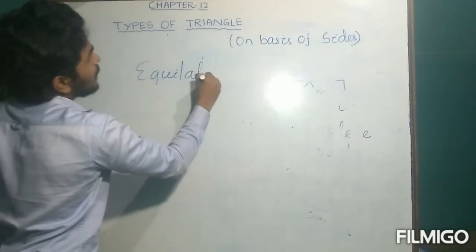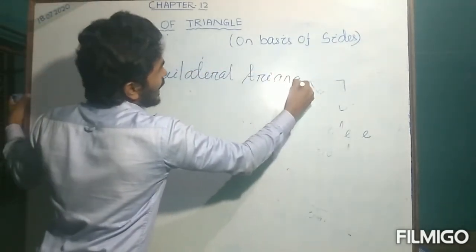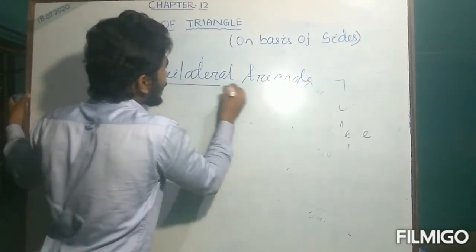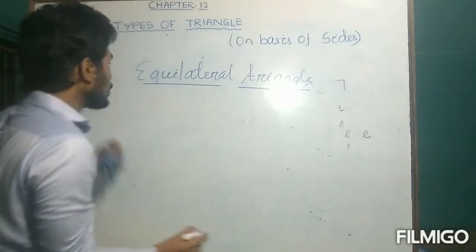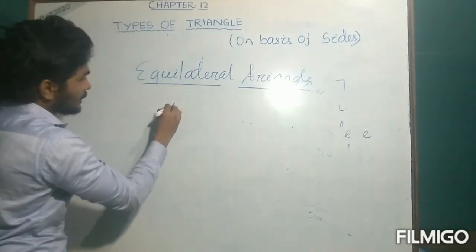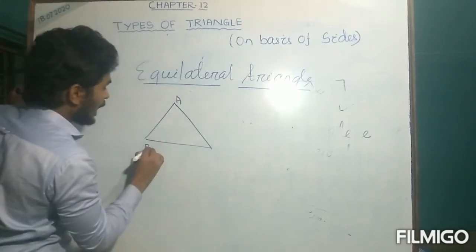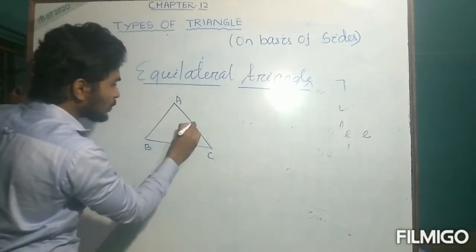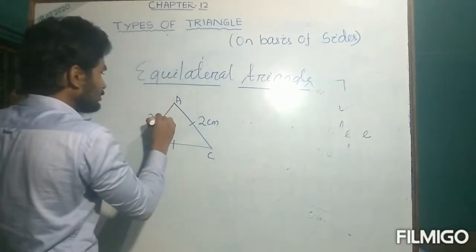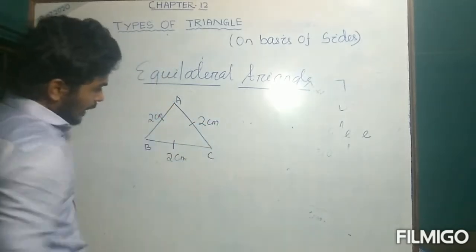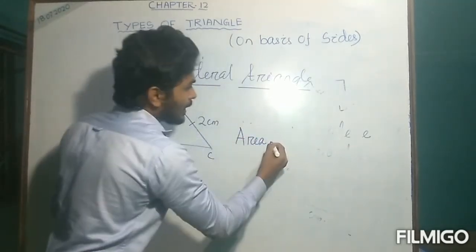Equilateral triangle. A triangle whose all the sides are equal is called an equilateral triangle. Okay, so suppose this is an equilateral triangle and each of its sides is equal, and that side you can take 2 cm, this is 2 cm, this is 2 cm, and the question asks us to find the area of the equilateral triangle.